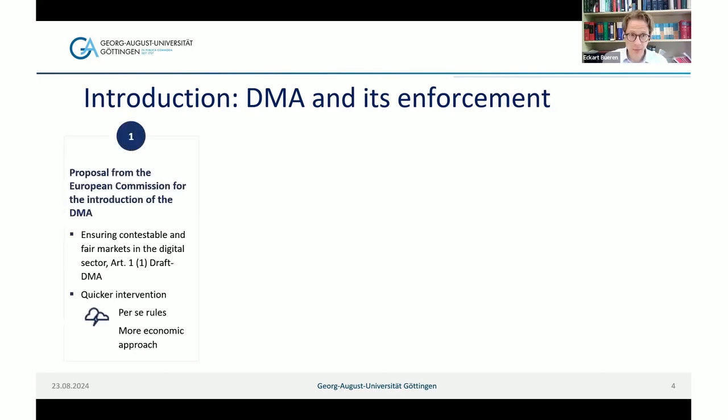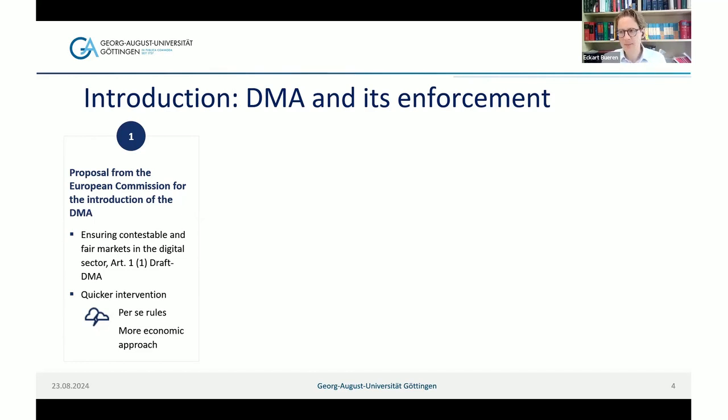The DMA, so the proposal, of course, has been made by the European Commission to introduce the DMA, as is the normal legislative procedure in the European Union. And the goals of the DMA are distinct from the goals of competition law, namely it's ensuring contestable and fair markets in the digital sector, which has already been stipulated in the draft DMA. And the rationale behind it is to have quicker intervention than in standard competition law proceedings. So with per se rules, the undertakings, this is actually the intention, shall exactly know what they have to do, and the Commission shall exactly be able to determine when the undertakings comply and when they do not comply.